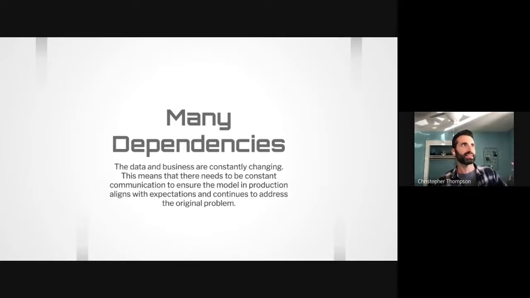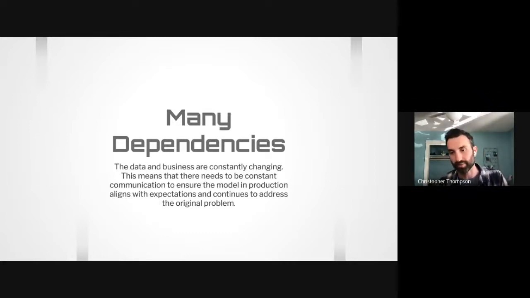There's a lot of dependencies. So the data in the business are constantly changing. That means there needs to be communication in order to ensure the model that's in production aligns with the expectations of the business. So the business expects things from that model. And if that model starts producing things the business doesn't care about or solving a problem that's not valuable to the business, we need something different, right? We need to redefine those expectations, right?